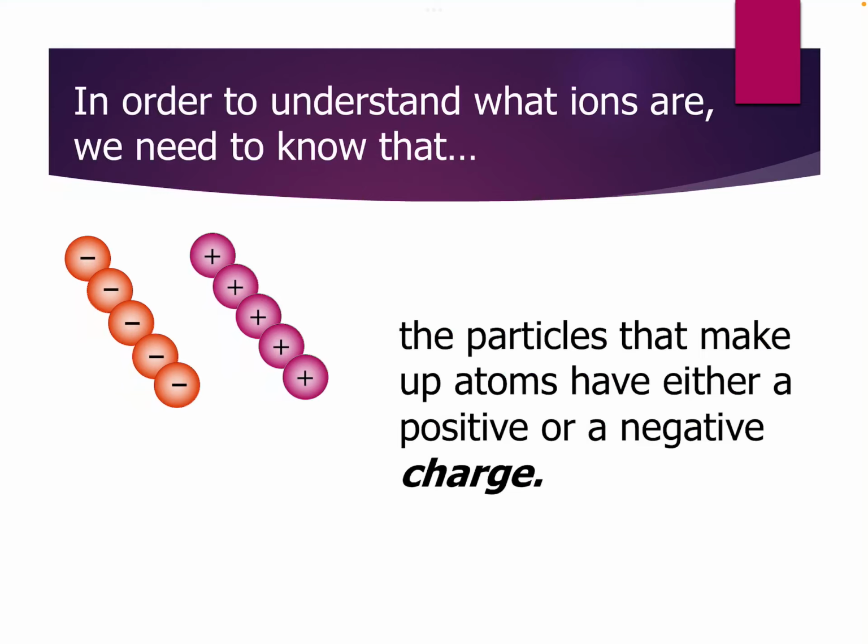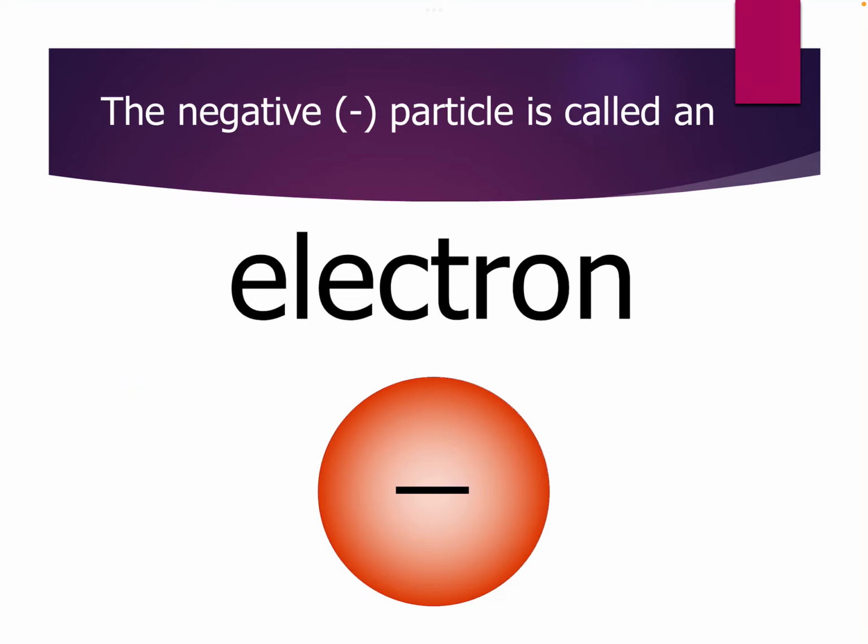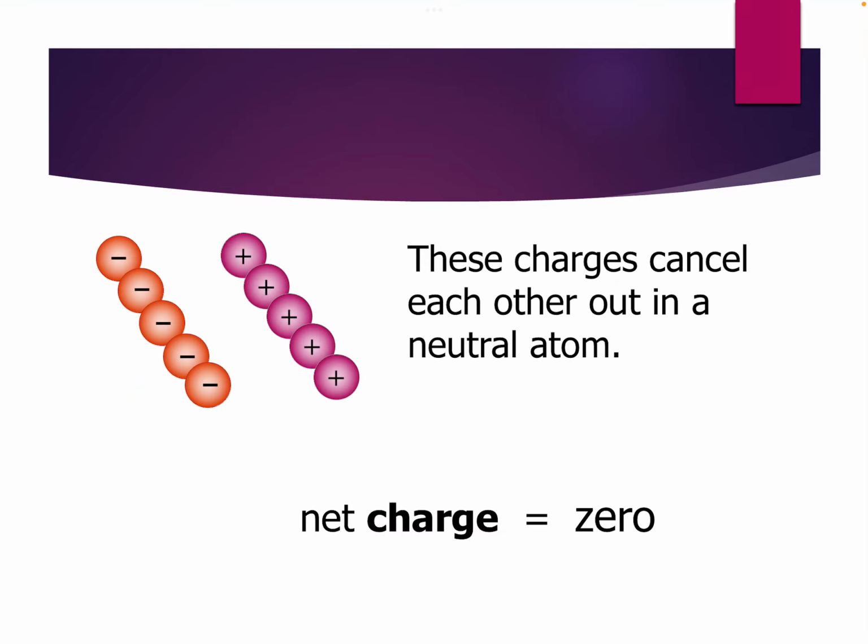As we move into ions, just a brief review. The particles that make up an atom have a charge. They are either positively charged or negatively charged. The positive particles are protons, and the negative ones are electrons. If we have a neutral atom, the number of positive charges and negative charges are equal. The positives and negatives cancel out and give us a neutral charge, so we say our net charge is 0. We just don't talk about the charge at all.